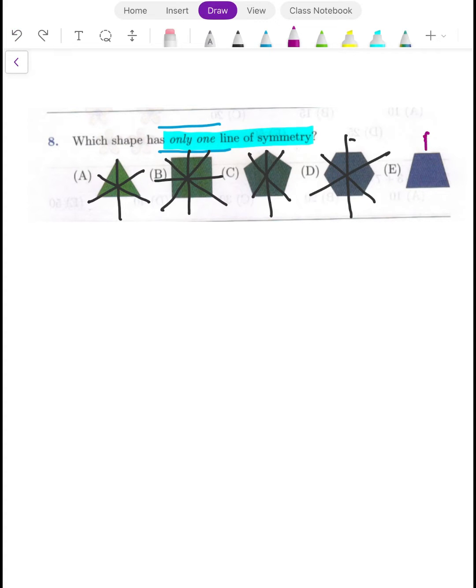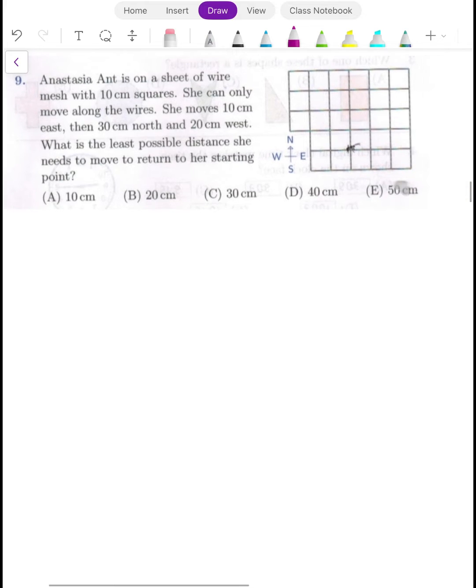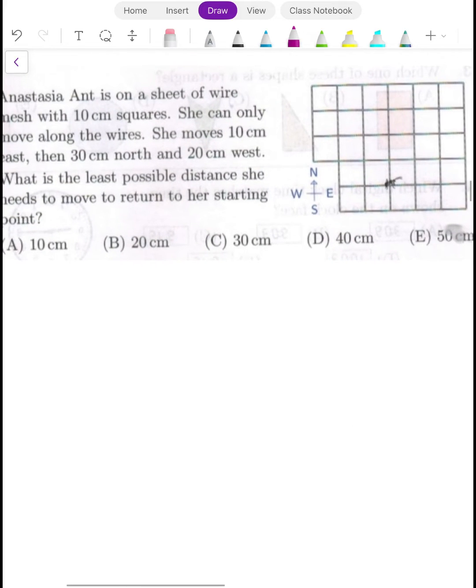I'm sorry. This is the line of symmetry. So our trapezium is the answer. So E is our answer. That's the only line of symmetry we have for answer E.